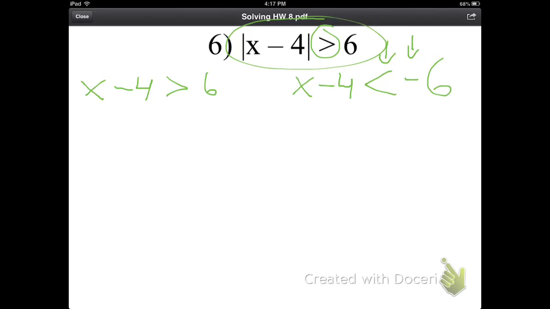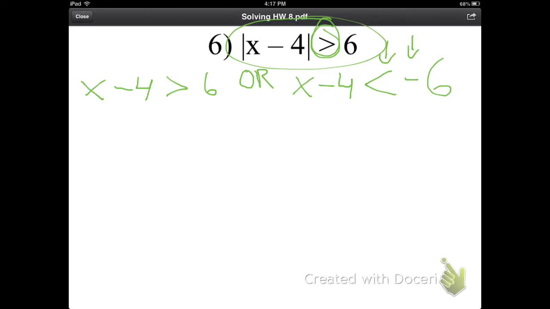And this is an OR compound inequality. We want x minus 4 to be bigger than 6, or we want x minus 4 to be less than negative 6. The reason we have 2 is because this absolute value turns things positive. So if you have a number less than negative 6, like negative 14, when you put it in the absolute value, it's going to make it positive. So if you have negative 14, you're going to get positive 14, which is bigger than 6, which is our goal. So that's why we're looking for numbers less than negative 6 as well.